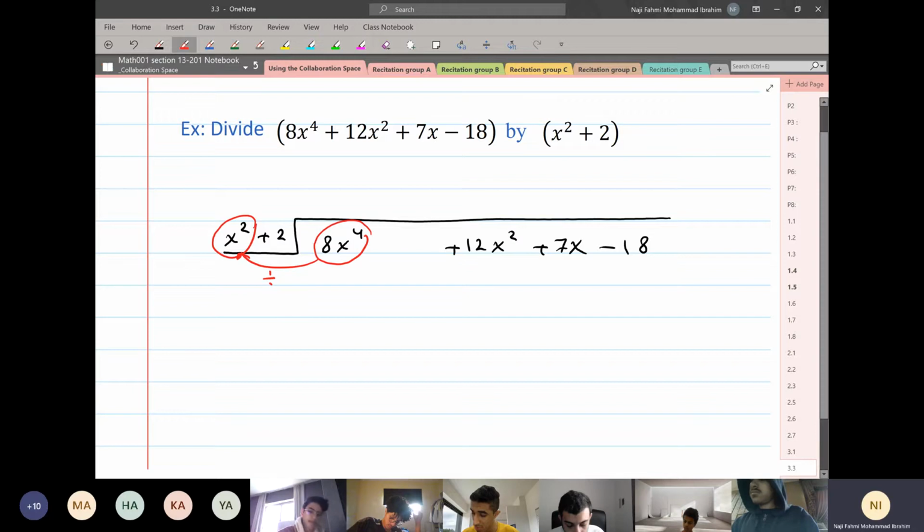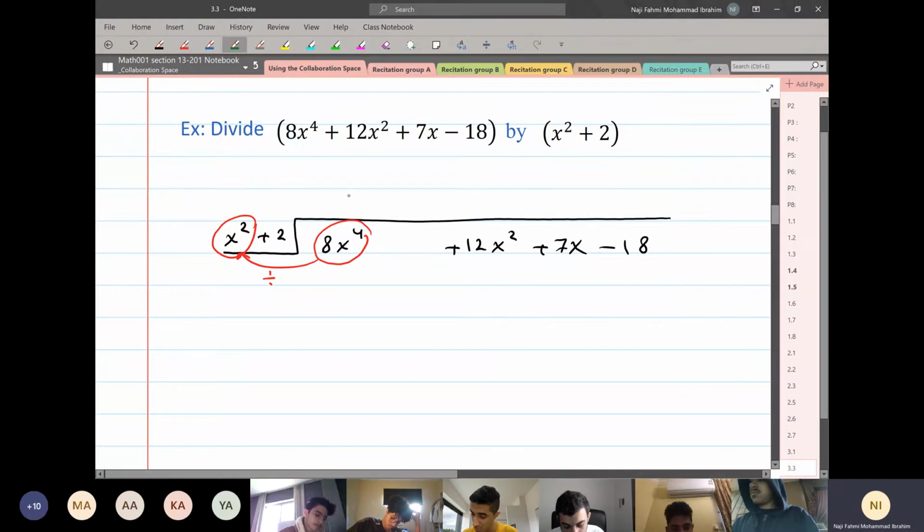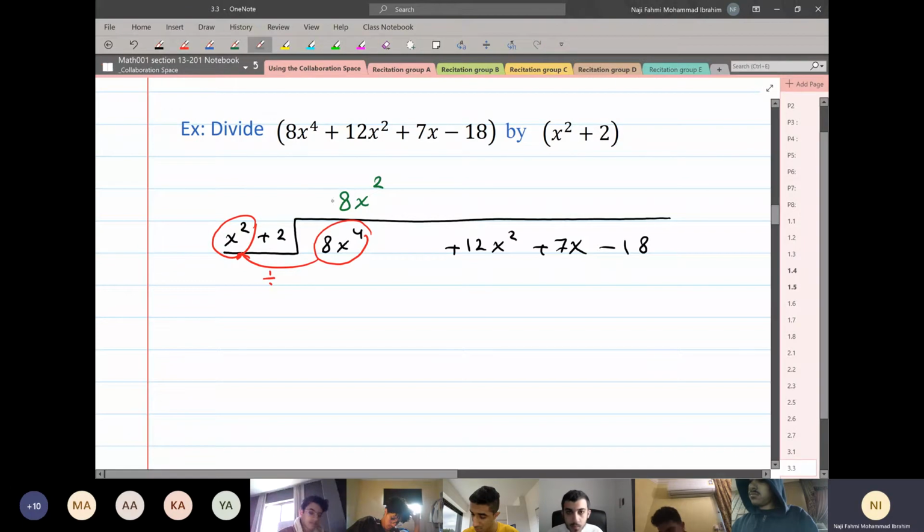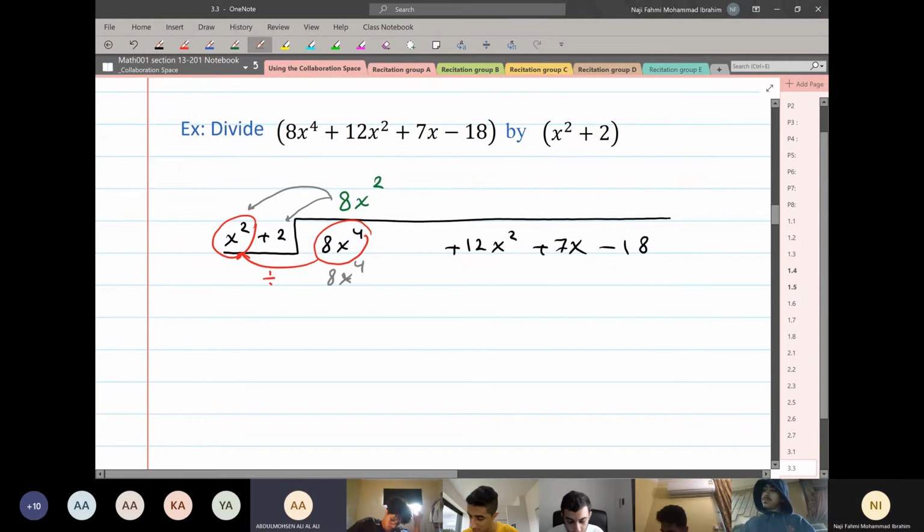Hassan Al-Hurabi, can you give us the division for the first step? Yes, 8x squared. Thank you. Abdul Muhsin Ali, can you multiply 8x squared by the divisor? It will be 16x squared. And 16x squared, Shabab, we will put it under the term that looks like it. Like terms, we put them under each other.